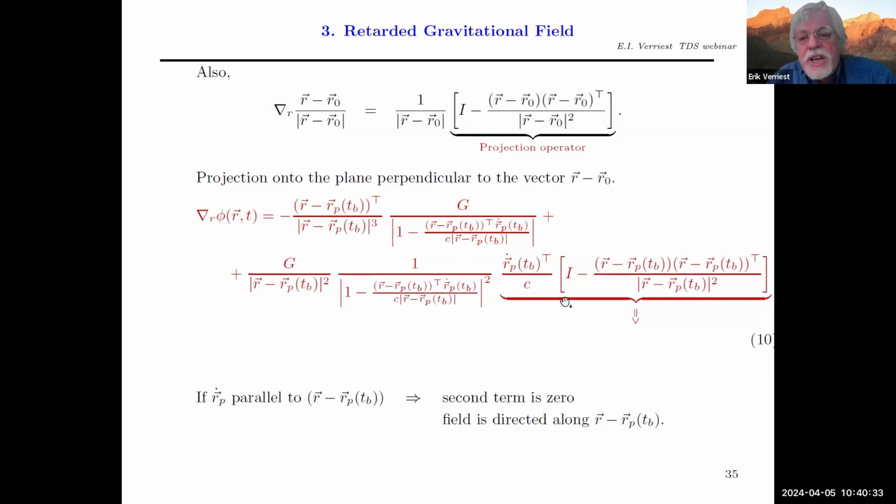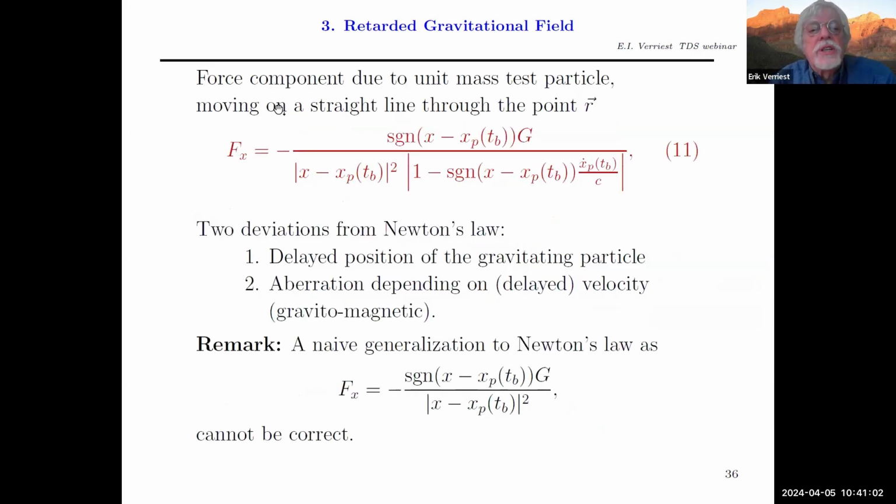So it's a horrendous expression, but notice that in this last term, because of this projection operator, if the velocity at the delayed time is parallel to r minus rp, so that's the line of sight from the observer r to the past position of the particle, then that term is 0. So under this condition we only have the first term, which simplifies to a one-dimensional problem.